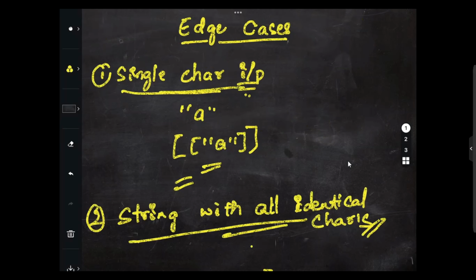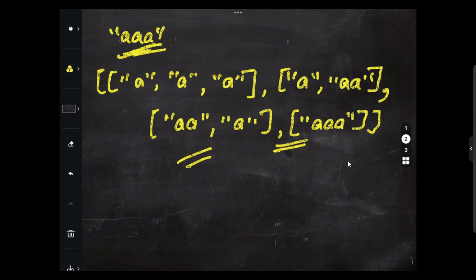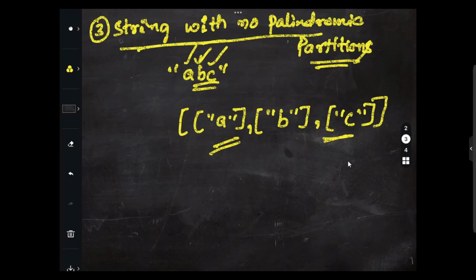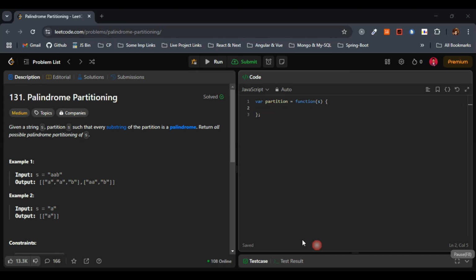The first edge case we discussed is single character input. The second one was for the string with all identical characters, and the third one was the string with no palindromic partitions. I hope all the edge cases are clear. Next, let's start writing the code.